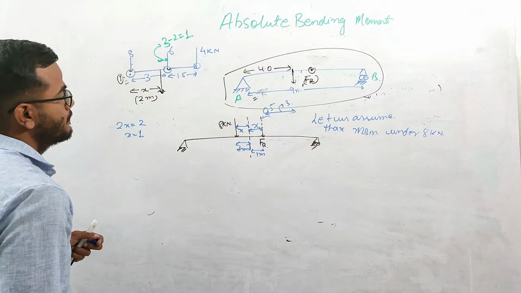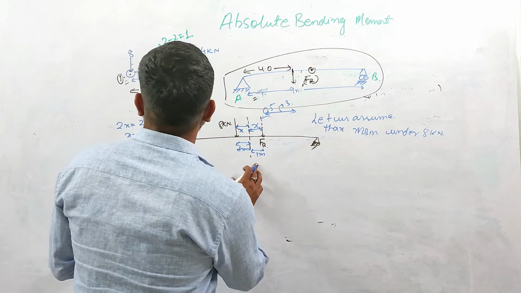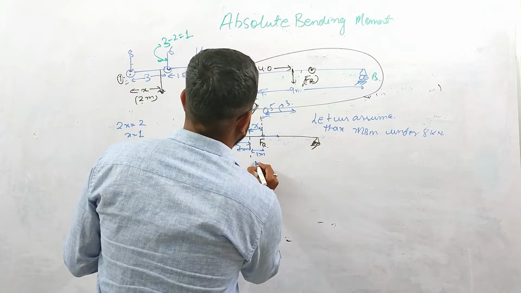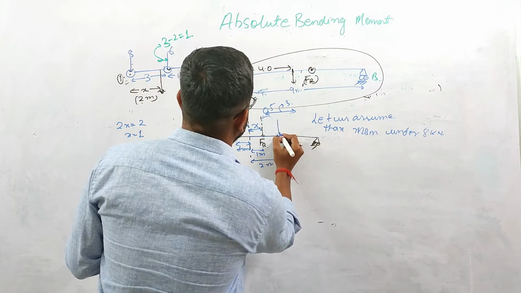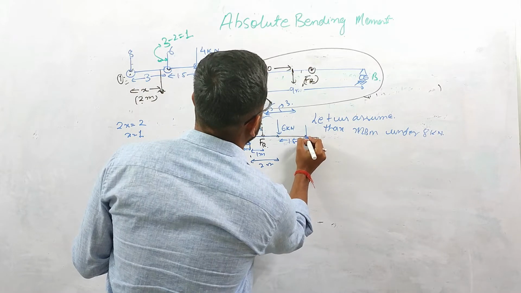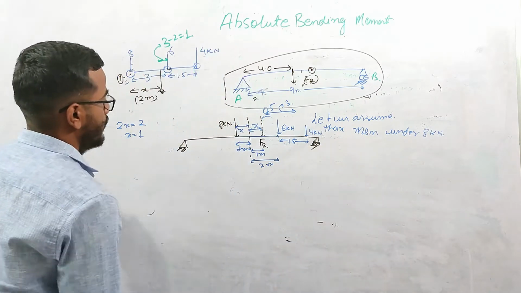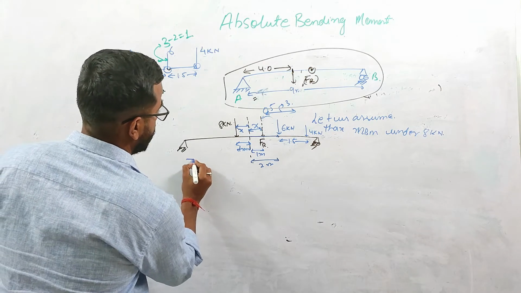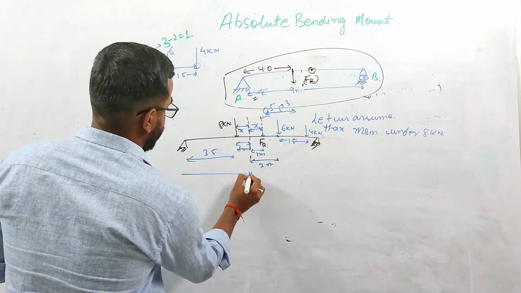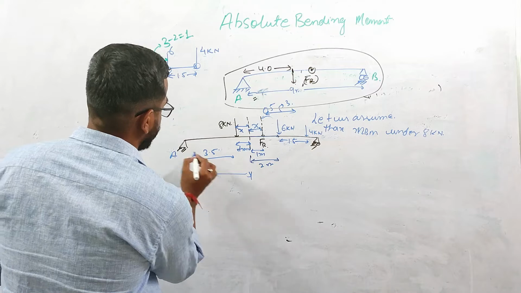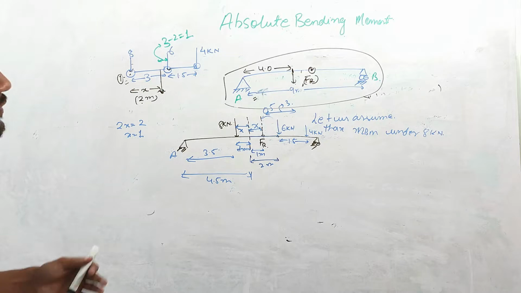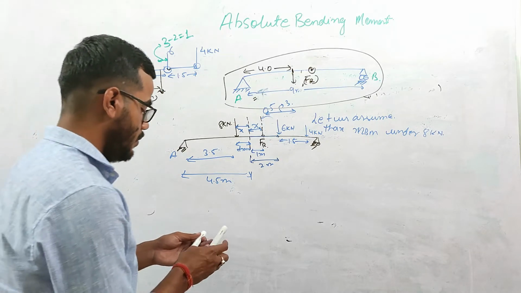So if this is the case, at a distance of 2 meters from the center, the 6 kilonewton load will act, and at a distance of 1.5 meters from the 6 kilonewton, the 4 kilonewton load will act. So this distance will be 3.5, because the distance of support A from the center is 4.5 meters. So this is the positioning of the load for which we'll get the maximum moment under the 8 kilonewton load.